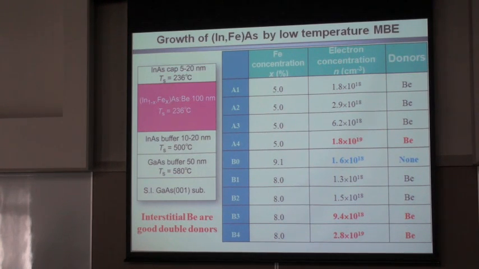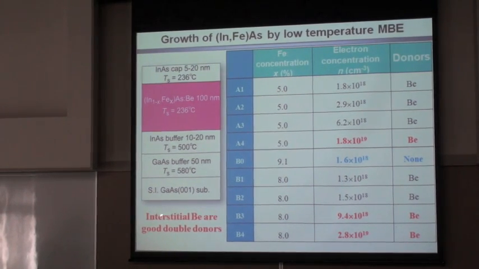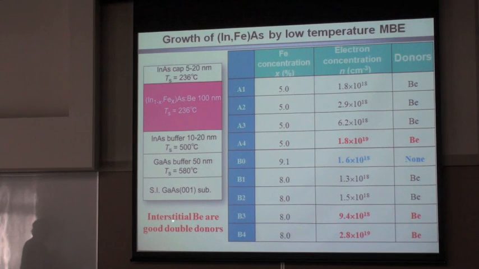Well, at first we expect to grow p-type material, but we found that at this low temperature, beryllium acts as double donors, not acceptors, because beryllium is in the interstitial site. And this interstitial beryllium works as double donors, as already reported in other materials, like nitrides or silicides. So the same thing happens in this material. And finally, we have grown indium arsenide cap layer at low temperature.